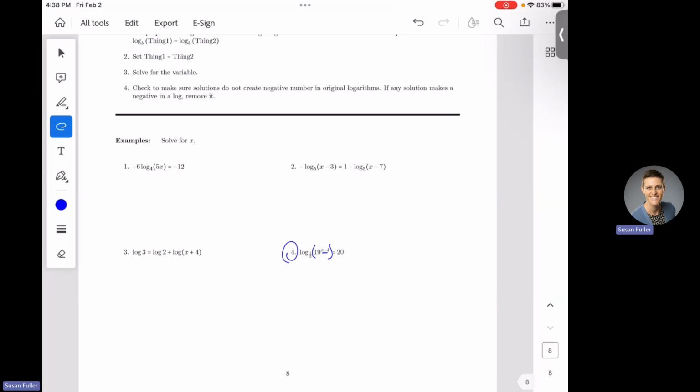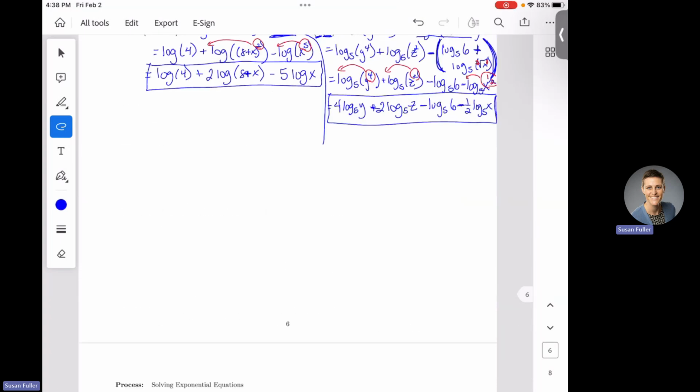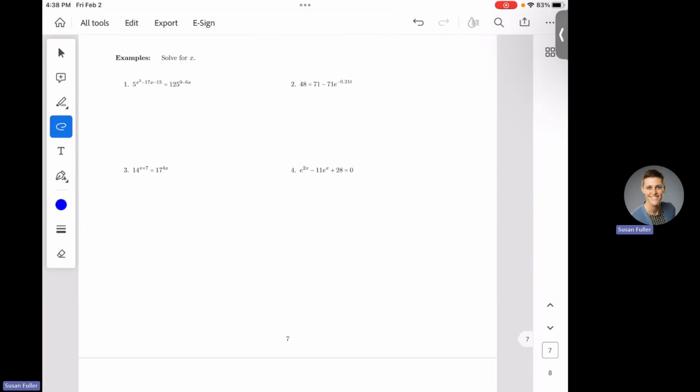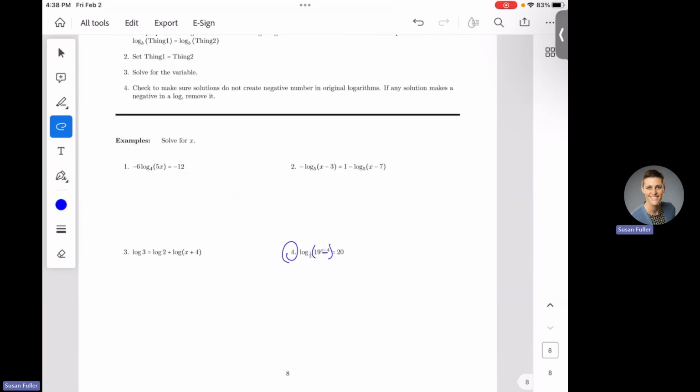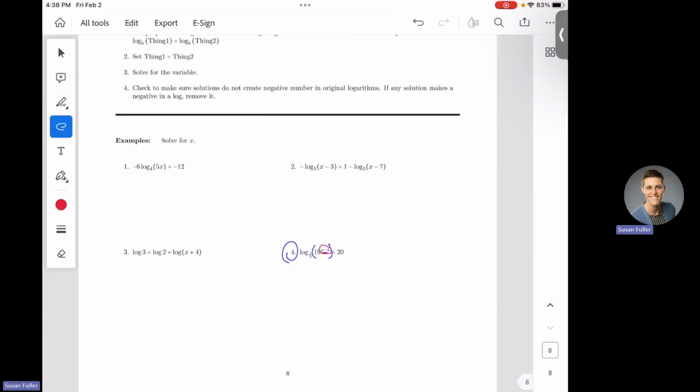Because we have a power inside a log, we can use our properties of logarithms, which we did the other day. And right here, this power rule, if you have a power inside a log, you can drop it out front like a coefficient. So that's where we're going to start this one. We're going to take this x minus 4, that's our power inside the log, and we're going to put it out front of the log like a coefficient.